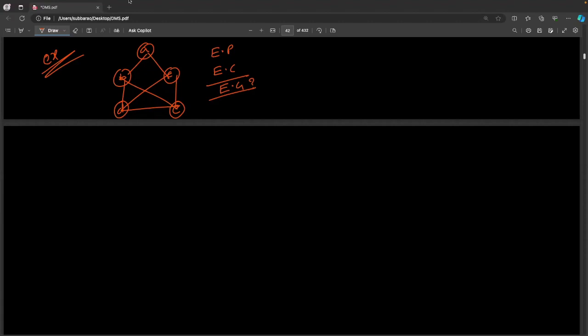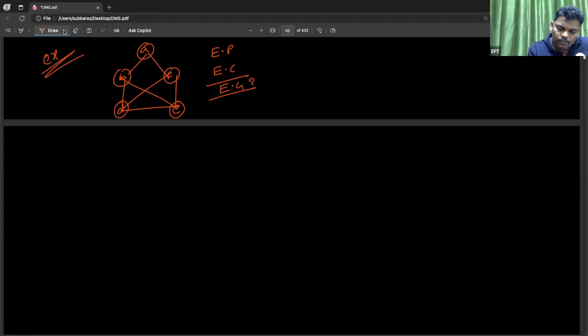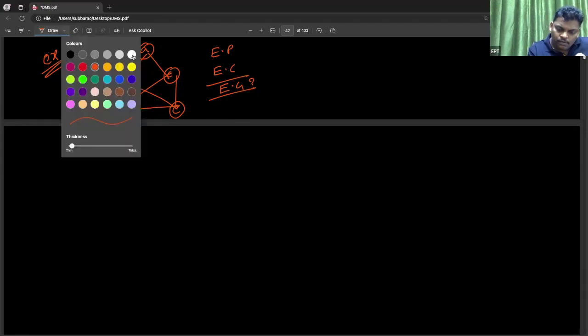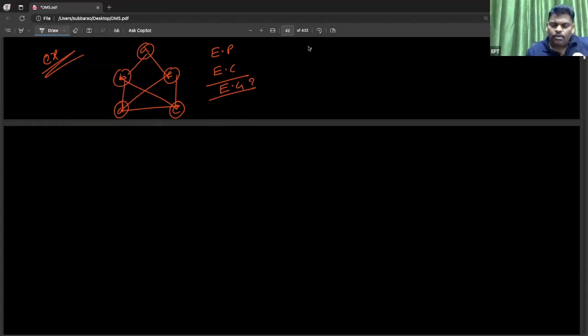I'm giving the answer. See the answer now. For this graph, Euler path and Euler circuit: is Euler path possible? No. Is Euler circuit possible? No. Check one time. Answer is both not possible.